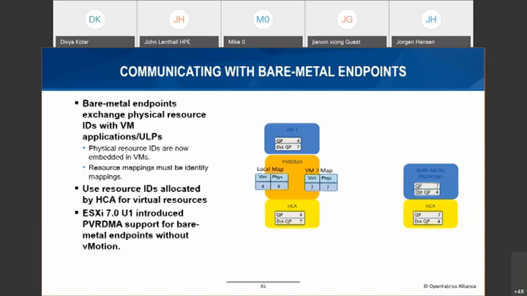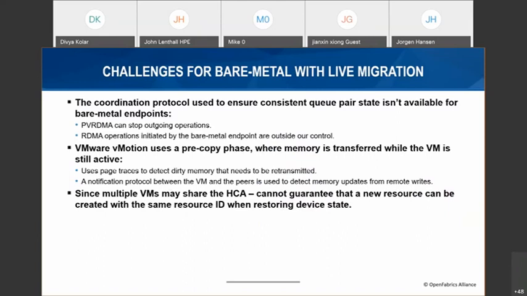Next slide, please. When looking at supporting live migration for bare metal endpoints, we have some challenges. As mentioned earlier, we have this coordination protocol to ensure a consistent queue pair state, and bare metal endpoints don't support that. We don't have any control over them. So PVRDMA can still stop outgoing operations, but the bare metal endpoints are outside our control.